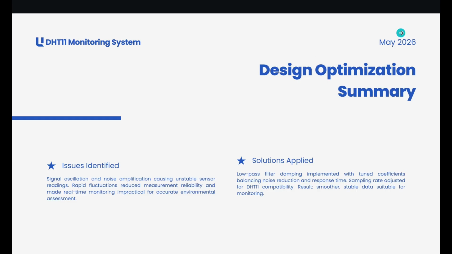Design optimization summary. The issues that were identified are signal oscillation and noise amplification causing unstable sensor readings. Rapid fluctuation reduced measurement reliability and made real-time monitoring impractical for accurate environment assessment. The solutions applied are a low-pass filter damping implemented with tuned coefficients, balancing noise reduction and response time. Sampling rate adjusted for DHT11 compatibility. Results are smoother, stable data suitable for monitoring.